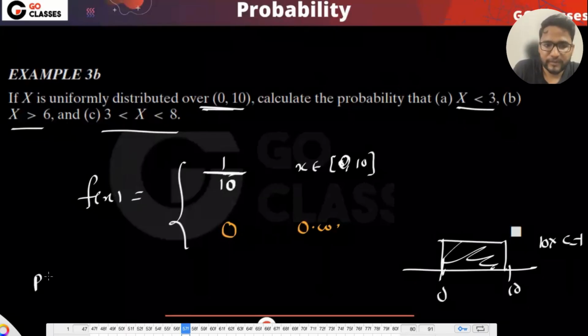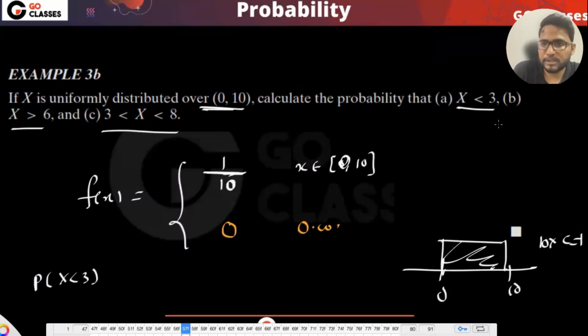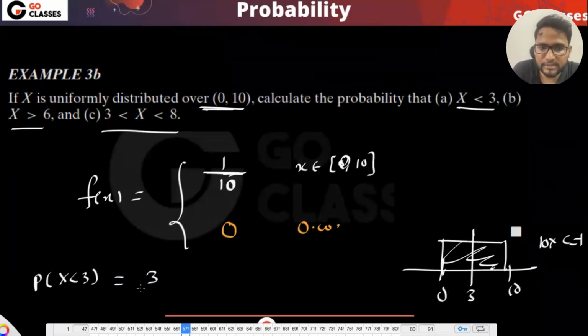X is less than 3, which means you are talking about this region. Let's just do it using a rectangle without using the integration. So the length is 3 by 10. It is very simple: the length here is 3, so it is just length times this C.